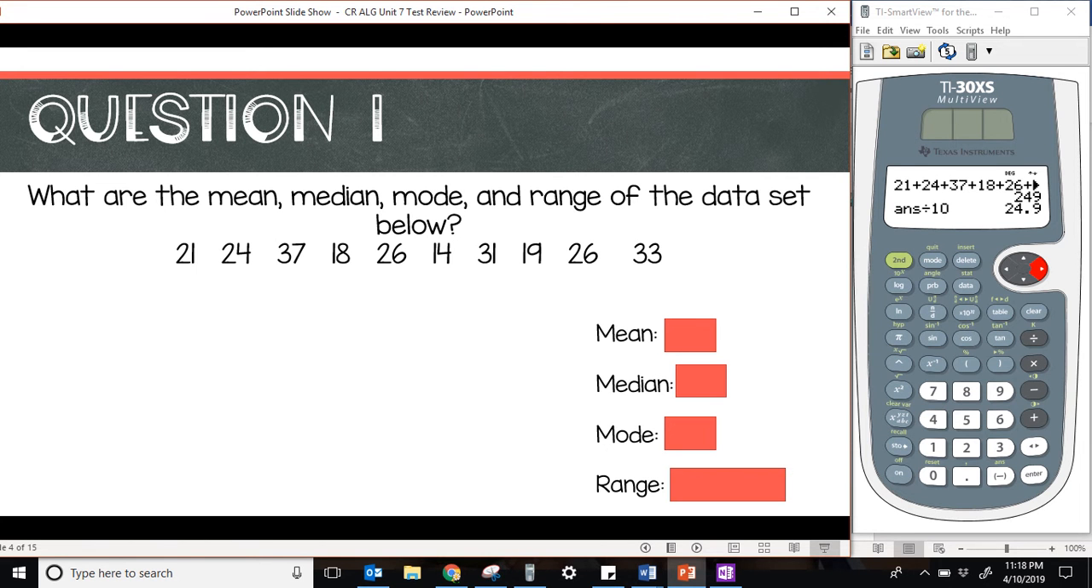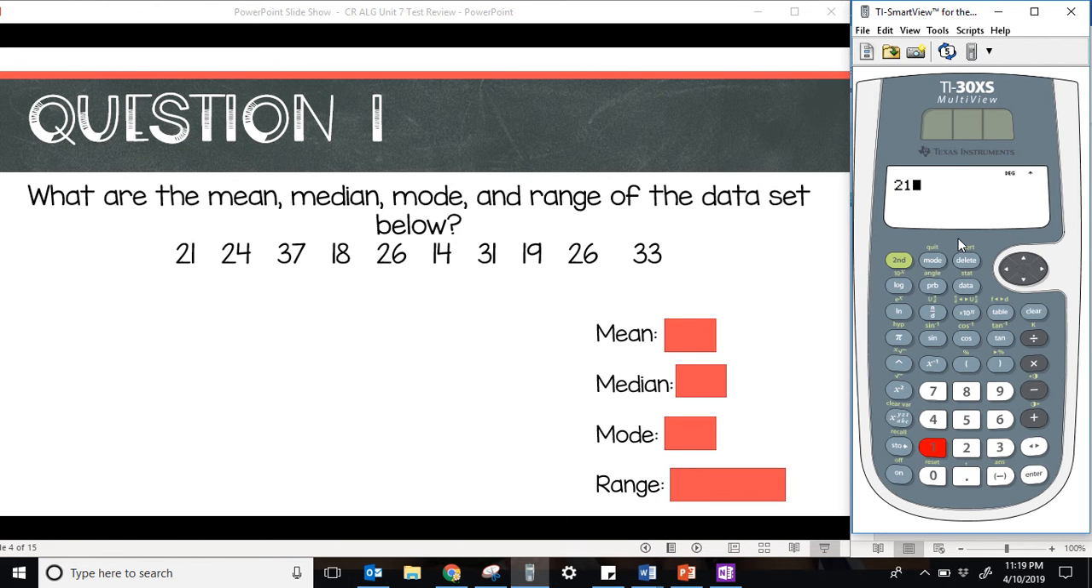All right, so in question number 1, it asks what are the mean, median, and mode and range of the data set below? And we're given a list of data here. So the first thing I'm going to look at is the mean. And remember, the mean is the average. That just means we add up all of the values in our data set, and then we divide by however many items we had. So over here, I'm going to go ahead and walk through this process.